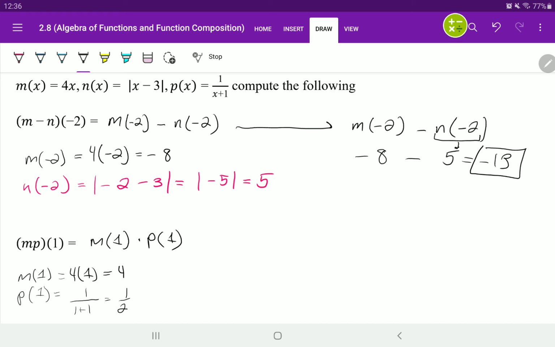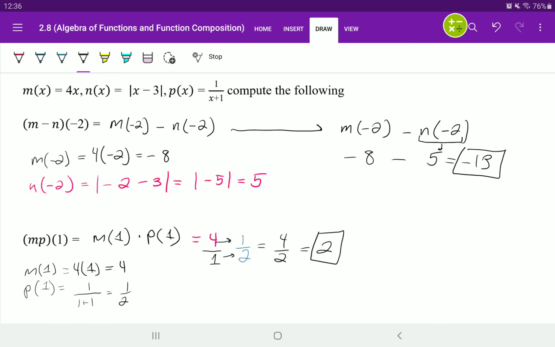Now if I continue, we know that m of 1 is 4. We know that P of 1 is going to be 1/2. So I have 4 times 1/2. Make that into a fraction. Multiply across. 4 times 1 is 4. 1 times 2 is 2. 4 divided by 2 is 2. And that is the solution to that question.